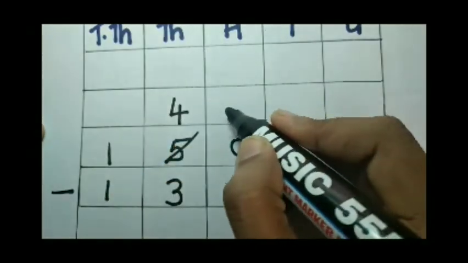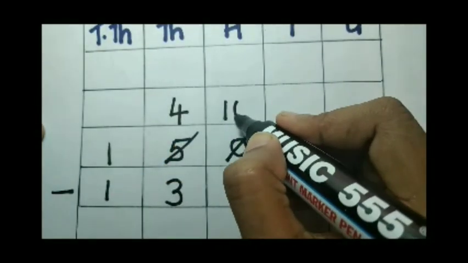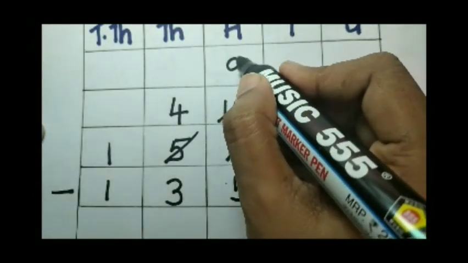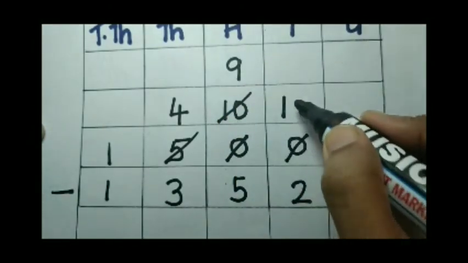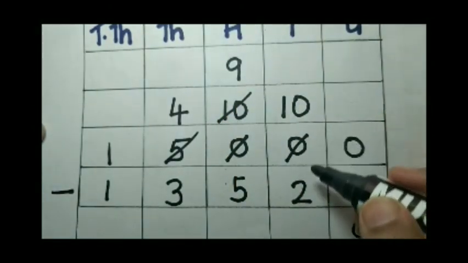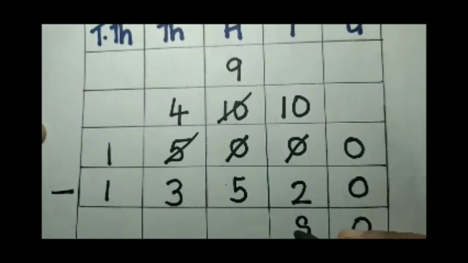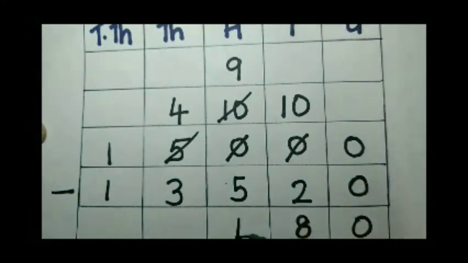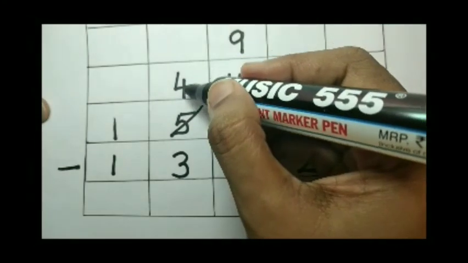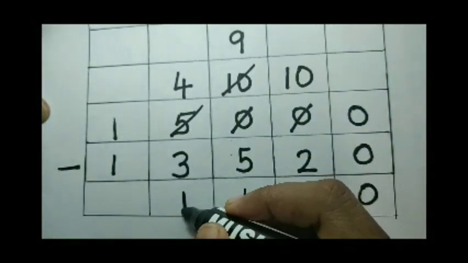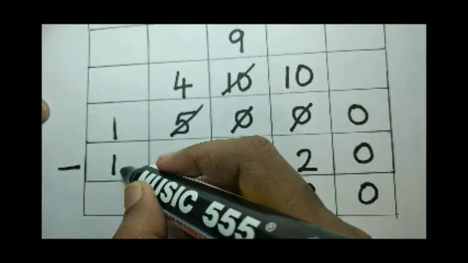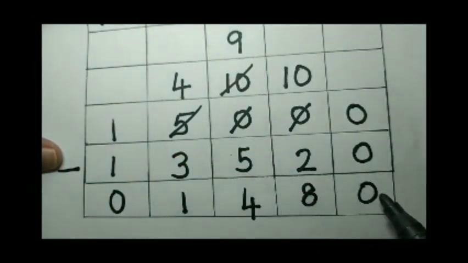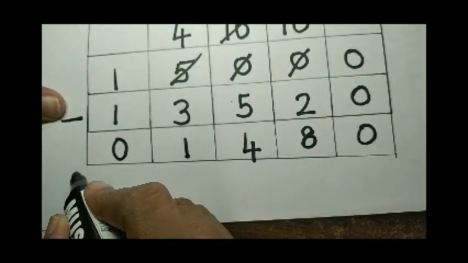Make it less by 1, that is 4, and bring the 10 there. So it becomes 10. Now we again have to borrow, so make it less by 1, that is 9, and borrow the 1, so it becomes 10. 10 minus 2 gives me 8. 9 minus 5 gives me 4. 4 minus 3 gives me 1. And 1 minus 1 gives me 0. So 1,480, this is the amount that is left with Rambhau.